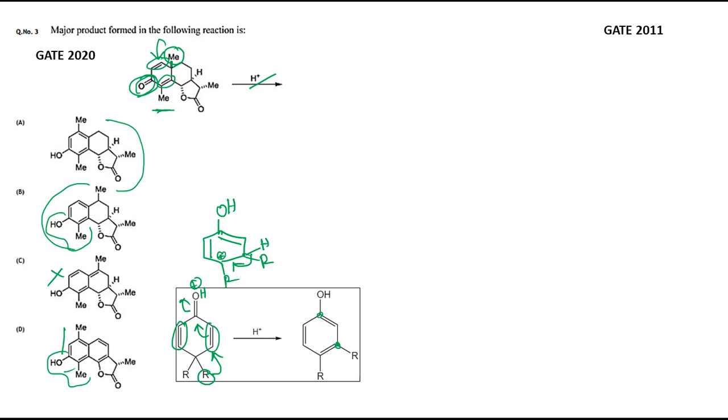But what is the difference? Here the methyl group will be at the meta position. So we will cancel this one because it is not in the meta position. And what about this structure? The last one is also not possible because here there is a CC double bond, which is not possible. So option A is the correct option.